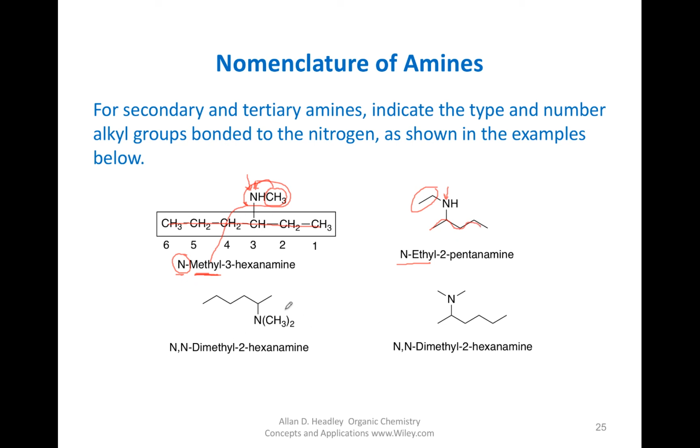And of course, if we have two methyl groups, it would be N,N. Don't forget the N,N, because two N's would represent two methyls, so it's a dimethyl, and of course you have to indicate the position that this group is on. It's on carbon number 2, so that's why it's a 2-hexanamine. Same here. This is just another way of writing the same molecule.